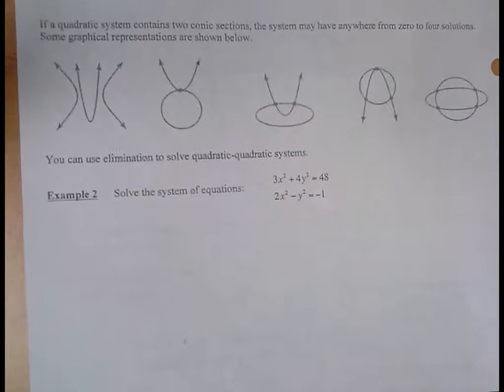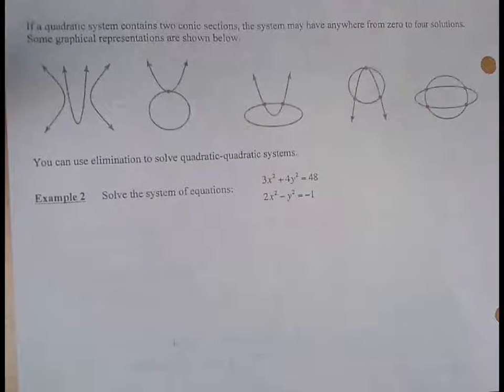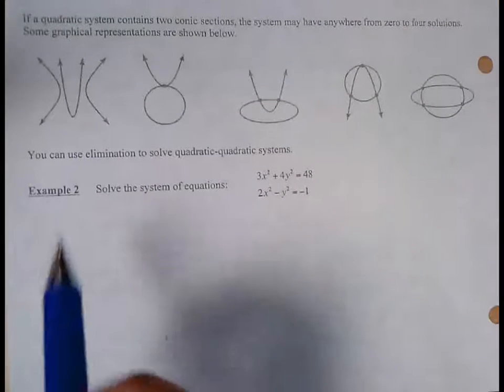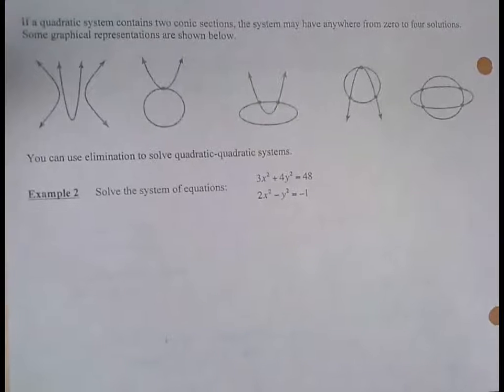Examples 2 and 3. And between these examples, some things work out a little bit differently. These are quadratic systems, so neither of your two equations is linear. They are both quadratic equations. So this just shows some graphical representations of systems involving two conic sections. You can have anywhere from 0 solutions to 4 solutions.